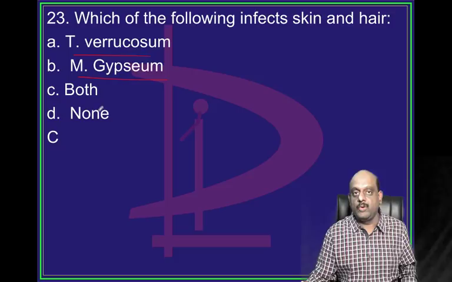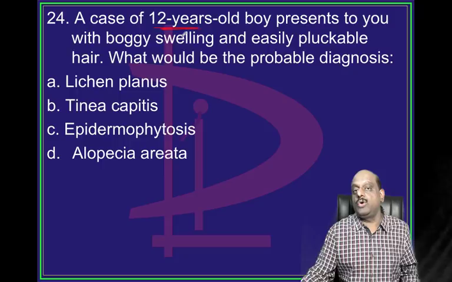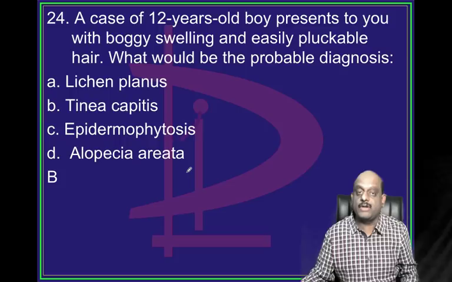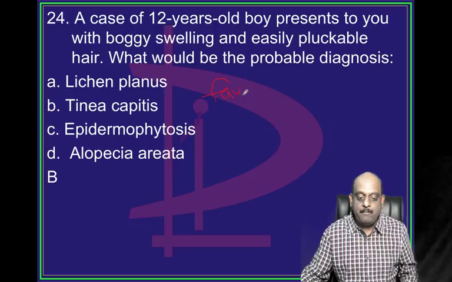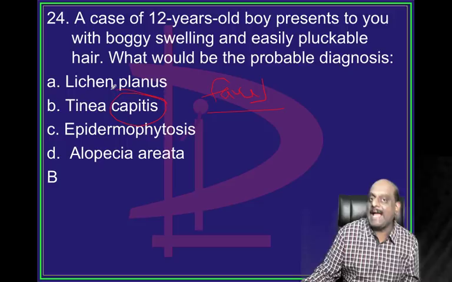Trichophyton and microsporum, both of them infect skin and hair. A case of a 12-year-old boy presents with a boggy swelling. The moment you see boggy swelling, easily pluggable hair, in a 12-year-old boy, you should think of only one condition. What is the condition that you will think, doctor? Typically, it is the famous tinea capitis. So, tinea capitis is what you need to remember.